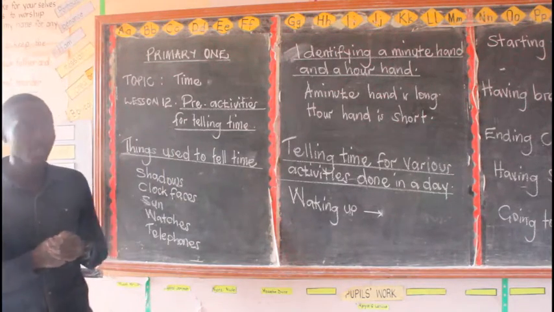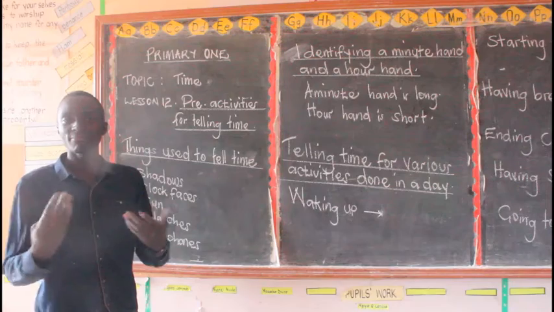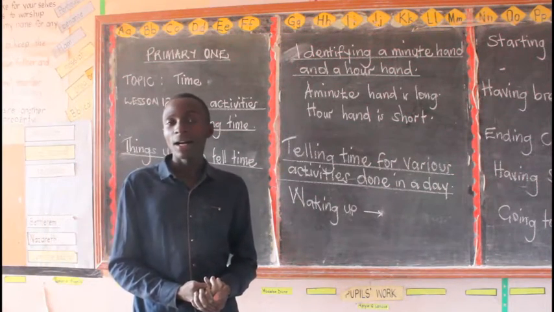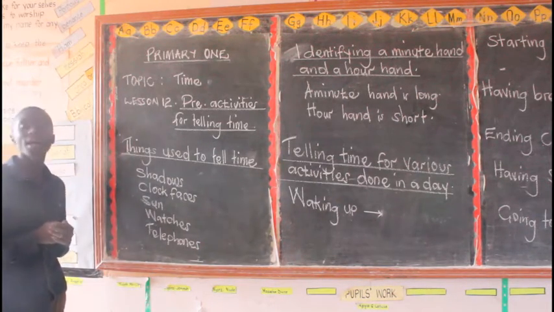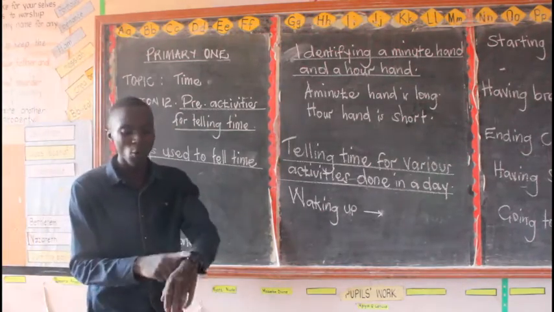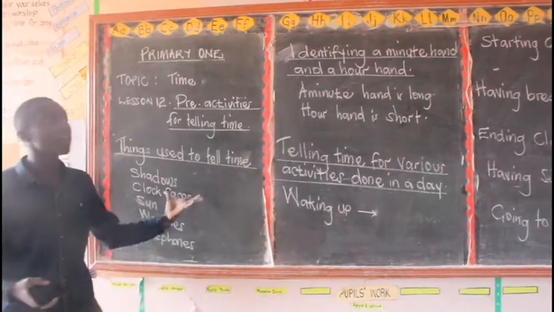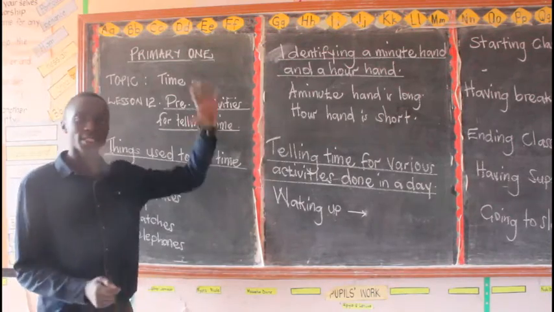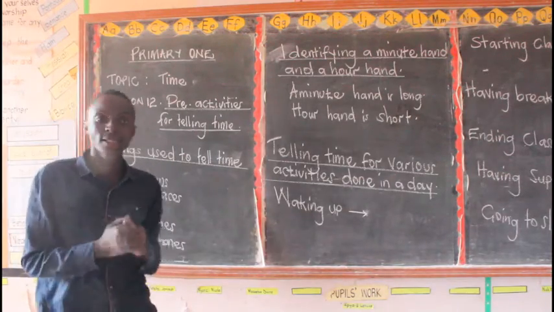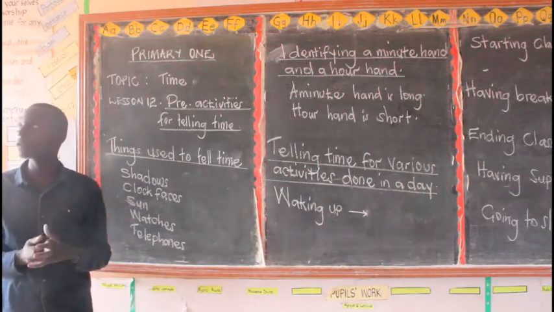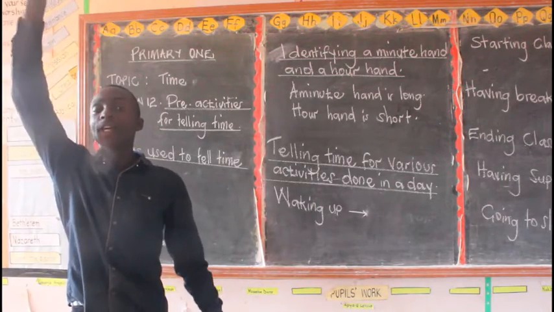Some of the activities, for example: at what time do you always take your breakfast? Such questions we are going to ask ourselves. We have very many things used to tell time. For example, a watch. I have a watch here. A phone. I have a phone here. Clock faces. You already see clock faces, the faces that are always put on walls. The sun, you can also identify time using the sun, which shines.